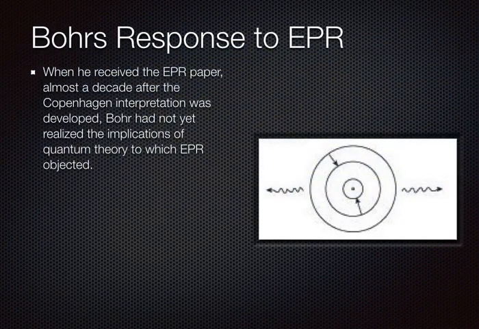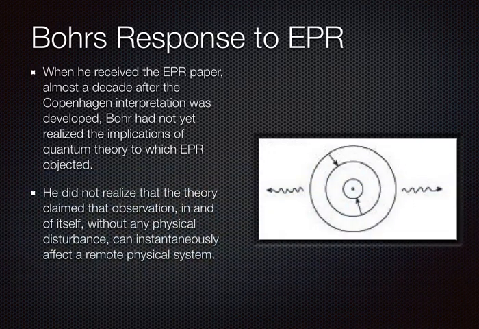When he received the paper, almost a decade after the Copenhagen interpretation was developed, Bohr had not yet realized the implications of quantum theory to which EPR objected. So again, Bohr, instead of freaking out, got excited because he didn't realize that the theory claimed that observation in and of itself, without any physical disturbance, can instantaneously affect a remote physical system.